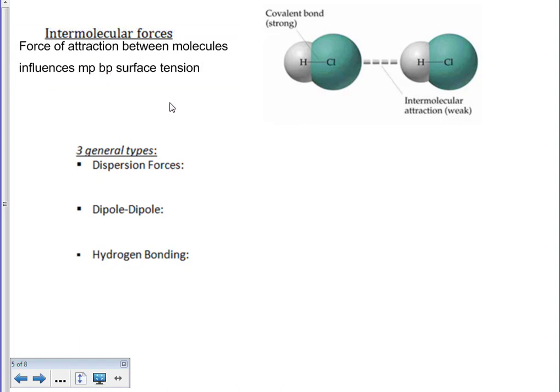So when you think about jumping in water, when you jump into the water, you feel that initial impact because we know water is a polar molecule, therefore it has a strong intermolecular force, one of the specific types we're going to talk about in a second, and we have to break that surface tension in order to enter the water.